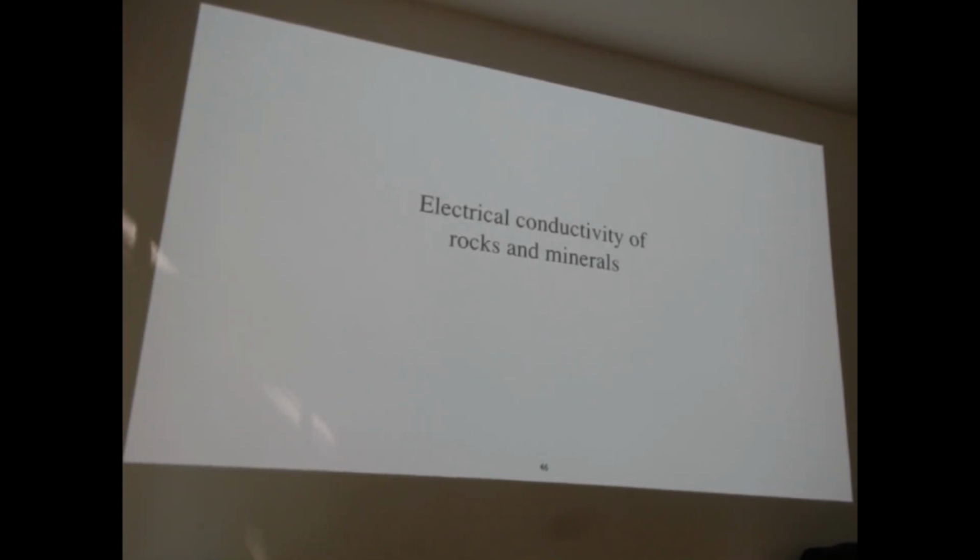So how do rocks conduct electricity? How does anything conduct electricity? Free charges. Free ions, charges, moving. Yeah, that's about it.